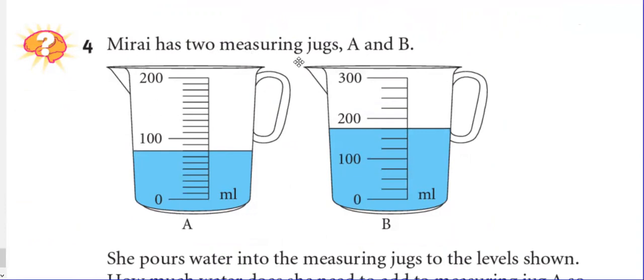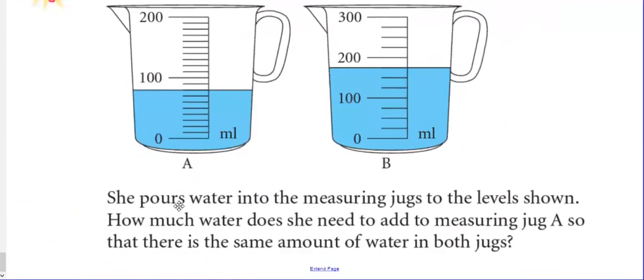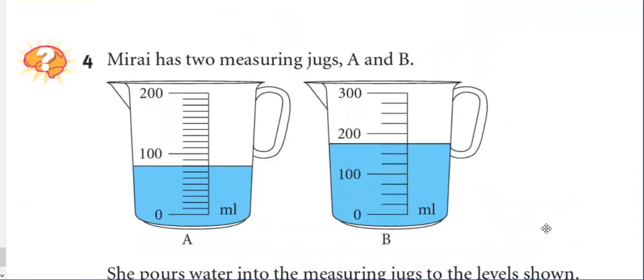Mirai has 2 measuring jugs A and B. Okay, so we have measuring jug A, we have measuring jug B. She pours water into the measuring jugs to the levels shown. How much water does she need to add to measuring jug A so that there is the same amount of water in both jugs? Such an easy question. So what are you going to do?